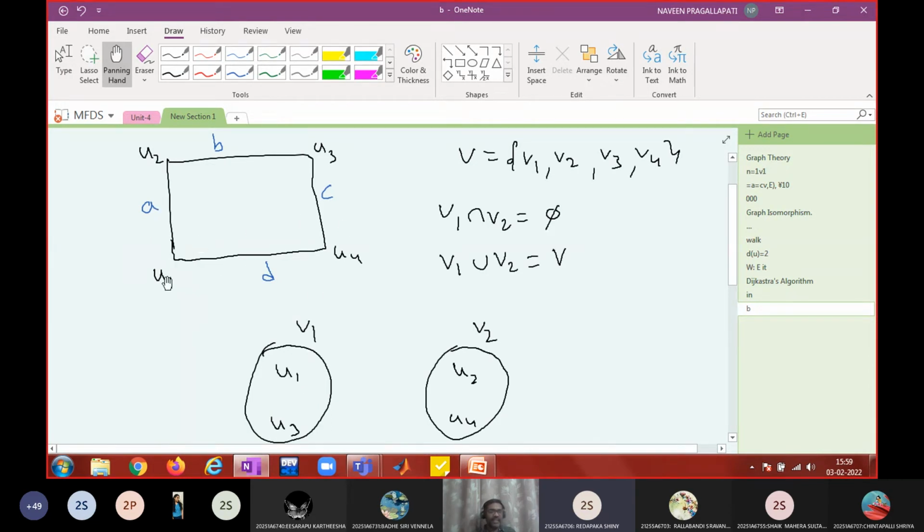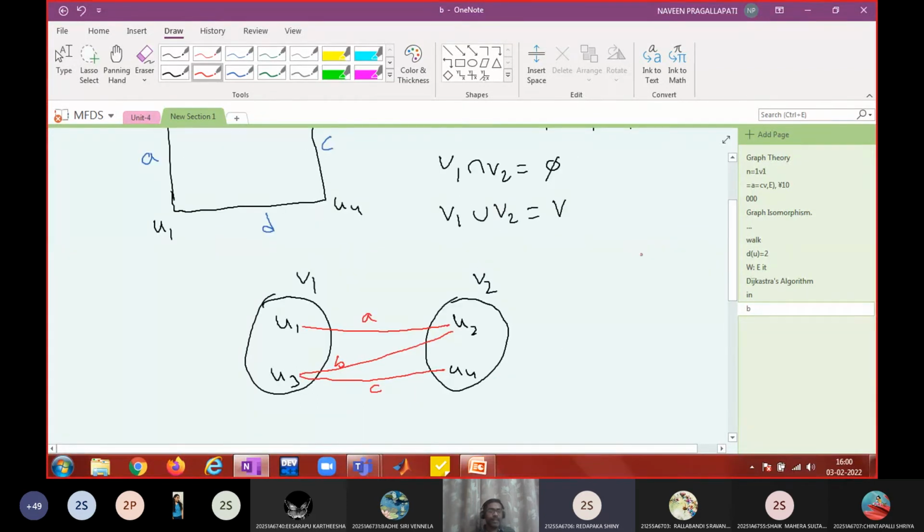Okay, what is A? A is connecting U1 and U2, like this. And B is connecting U2 and U3. And C is connecting U3 and U4. So this is A, this is B, and this is C. And D is connecting U4 and U1. So this is D. So this is a bipartite graph.